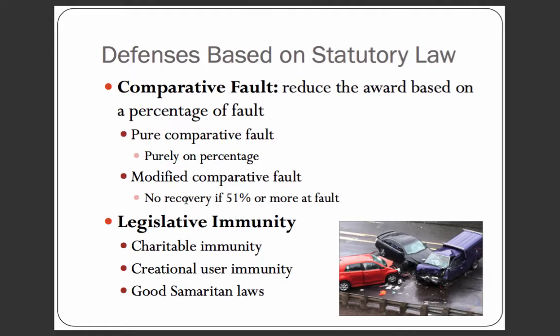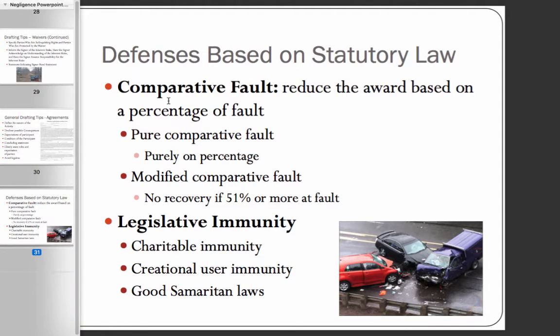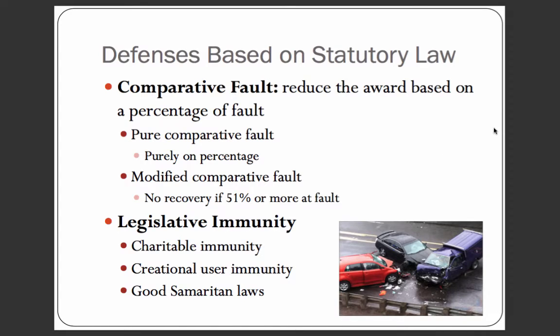Now, whether pure comparative or modified comparative fault governs in negligence is based on the state. So it's a state-controlled phenomenon, so each state might differ. But modified comparative fault says that if a plaintiff is over 51% at fault, then he or she is barred from getting any money. So again, let's say that you get a $50,000 or $100,000 judgment and you're 51% liable as the plaintiff. That means you get nothing. You won't get $49,000. You will get nothing.